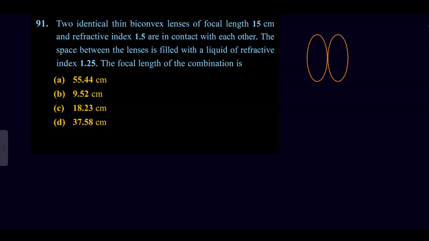Refractive index is given. Now what they're saying here is the gap between the two lenses. Look at where we have a gap. The space between the lenses is filled with a liquid of refractive index 1.25. So here we have the gap between the two lenses, and this region is filled with some liquid.